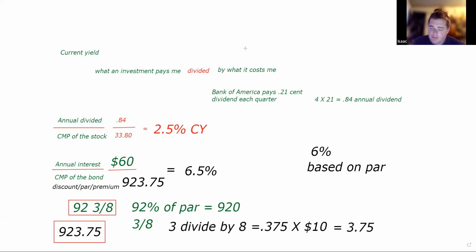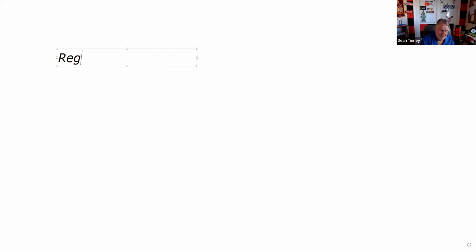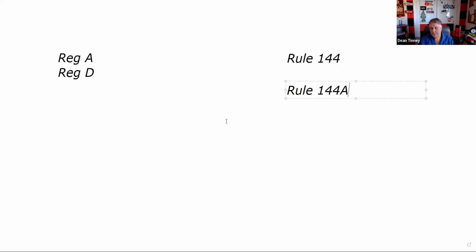So I guess the next one's really not as much math, but out of all the rules, because you've got Rule 144, Reg A, Reg D, do you have any sort of way to tell which ones you need to actually make sure you've got memorized? Let's put them up here. Reg A, Reg D, Rule 144, and Rule 144A. I do have a couple tricks, but not a whole lot. Let's just go over these.